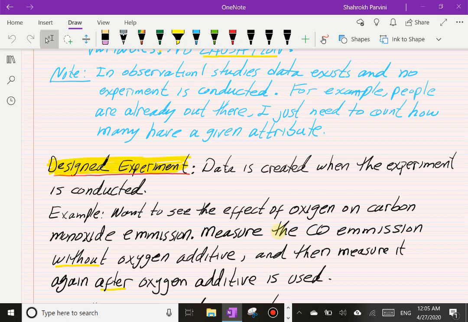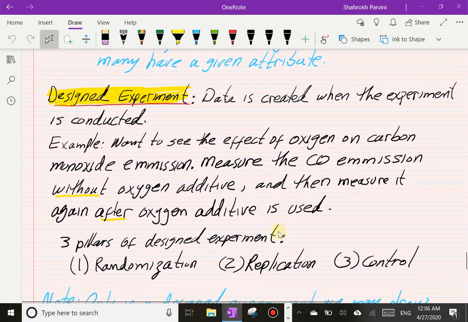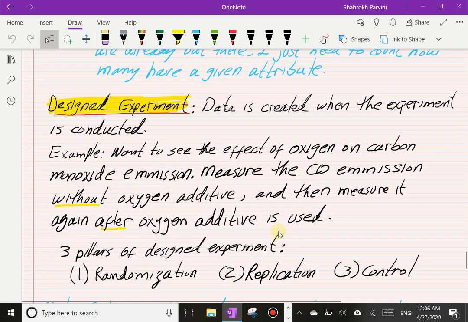And then what I do is that I apply some kind of a treatment. In this case would be the additive, the oxygen additive. Apply some kind of a treatment to some kind of an experimental unit. For example, could be an automobile. And then look at the effect of treatment on that experimental unit. So that would be a designed experiment, and that is what we would like to do. And you can only draw valid causation in experimental designs, by the way.